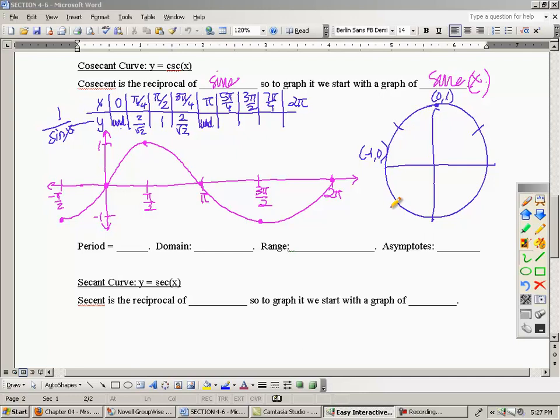At 5 pi over 4, you have negative square root of 2 over 2 for sine. So its reciprocal is negative 2 divided by the square root of 2. At 3 pi over 2, we have the point 0, negative 1. So negative 1 is sine, and 1 divided by negative 1 is negative 1. At 7 pi over 4, the sine value is negative. So it's negative 2 divided by the square root of 2 when I take the reciprocal. And at 2 pi, you have the point 1, 0. So 1 divided by 0 is again undefined.